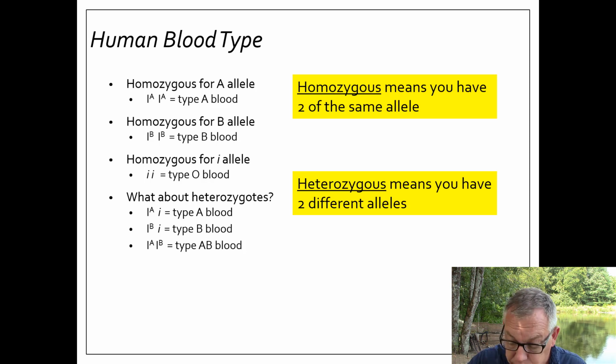But then you also have heterozygotes. Hetero means different. So heterozygous means you have two different alleles. And so you could have an A and an i, or a B and an i, or an A and a B. A and i also gives you type A blood. B and i, and when I say i I mean small i, B and small i gives you type B blood. A and small i gives you type A blood. And if you've got an A allele and a B allele, that's how you get type AB blood.